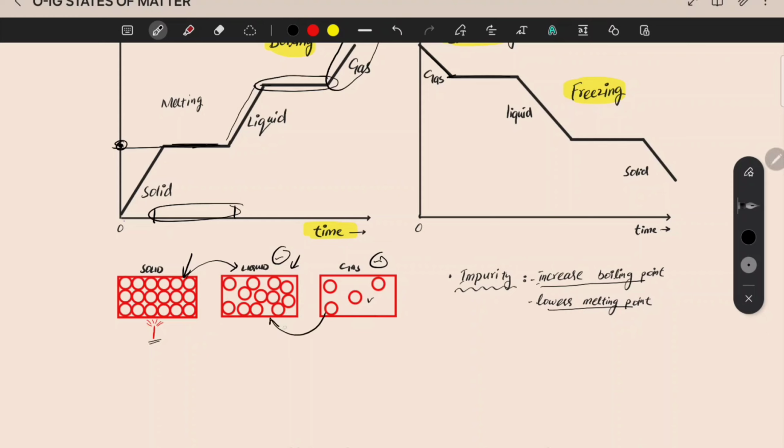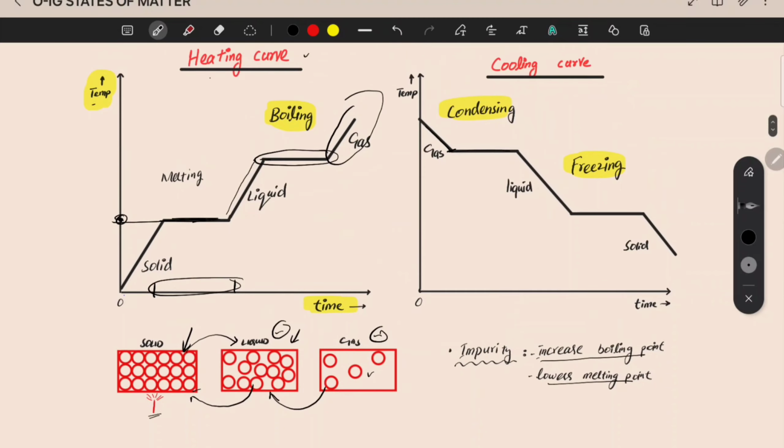So gases will convert into liquid, and on further cooling, the energy of liquid molecules will be lower, and that will allow them to make further stronger forces of attraction, and the liquid will convert into solid state. So this is a cooling curve where the gas was, you're lowering the temperature, and the gas is converting into liquid.